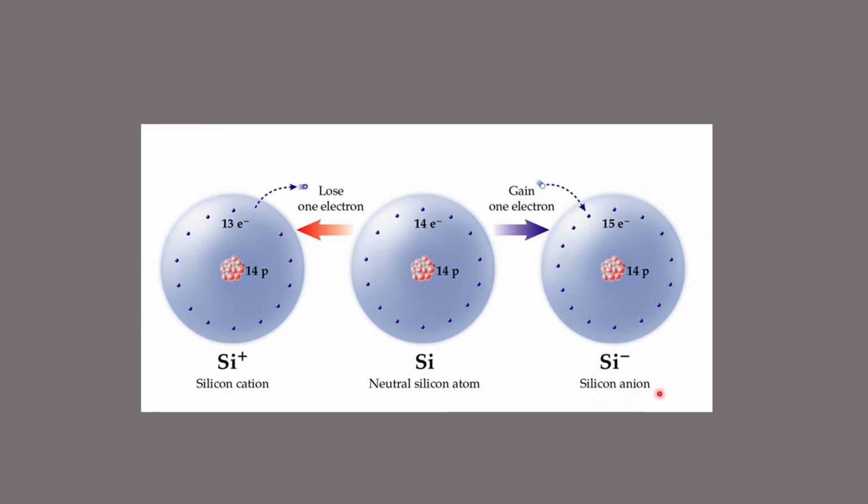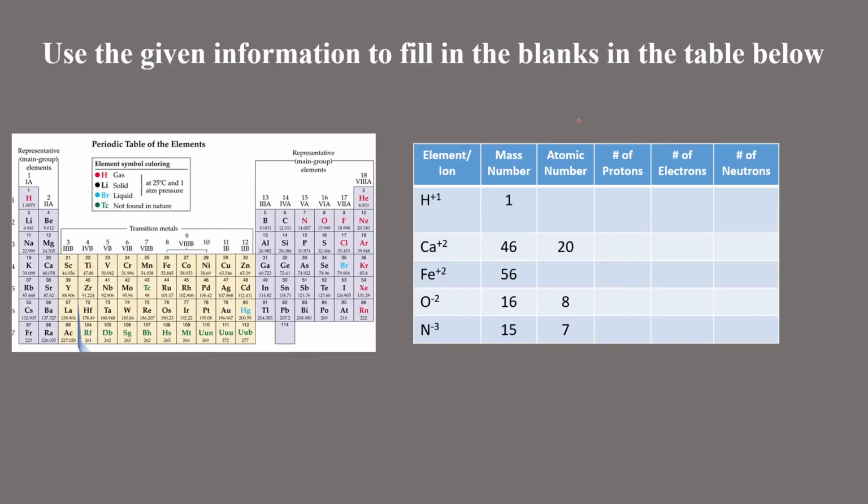and it will be called a silicon anion. If the neutral silicon atom loses 1 electron during a chemical reaction, then we will have more positive charge inside the atom and less negative. The difference between these positive and negative charges gives the net charge of the silicon. The net charge in this example will be positive 1, and the silicon will be called a silicon cation.